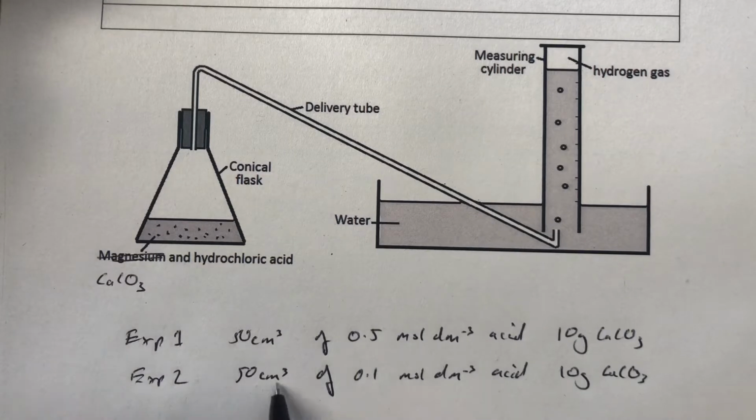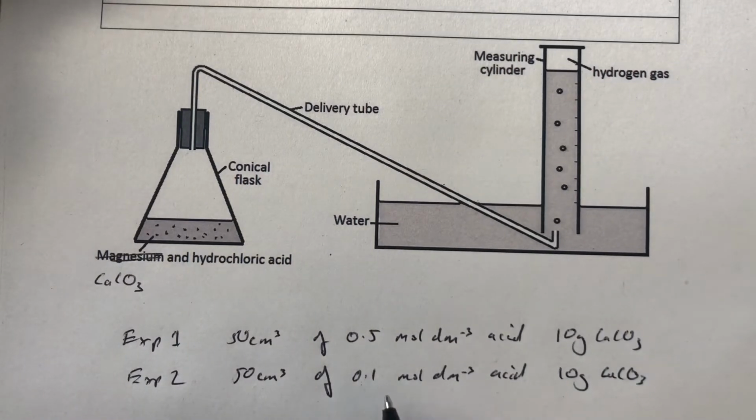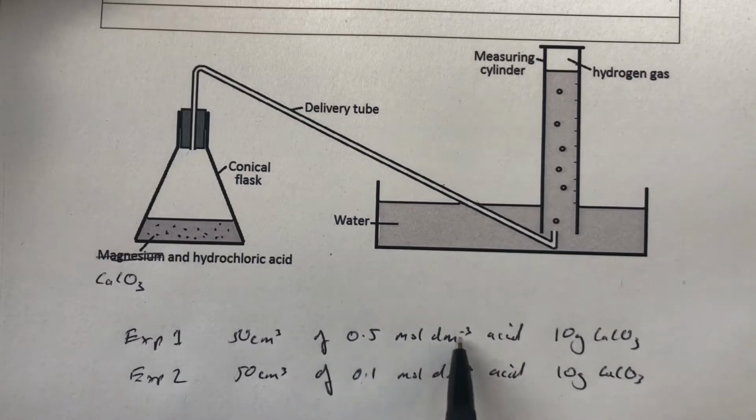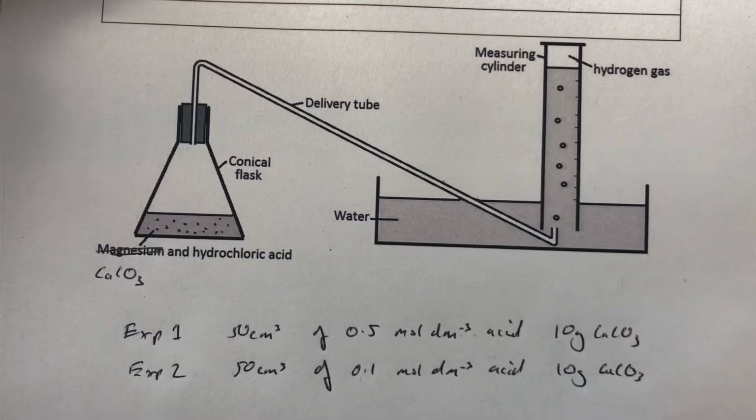We're going to use exactly the same volume of acid, different concentration. We're going to see how that affects rates. Now I would imagine, you would imagine, I'm sure, the higher the concentration of acid, the faster the reaction goes.